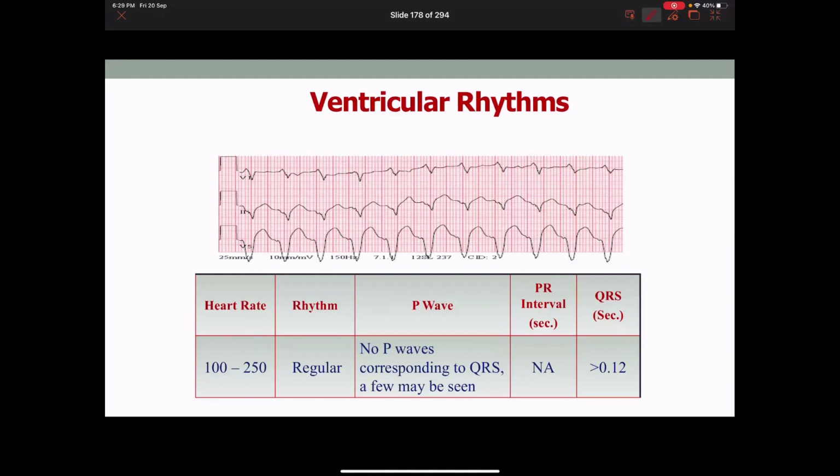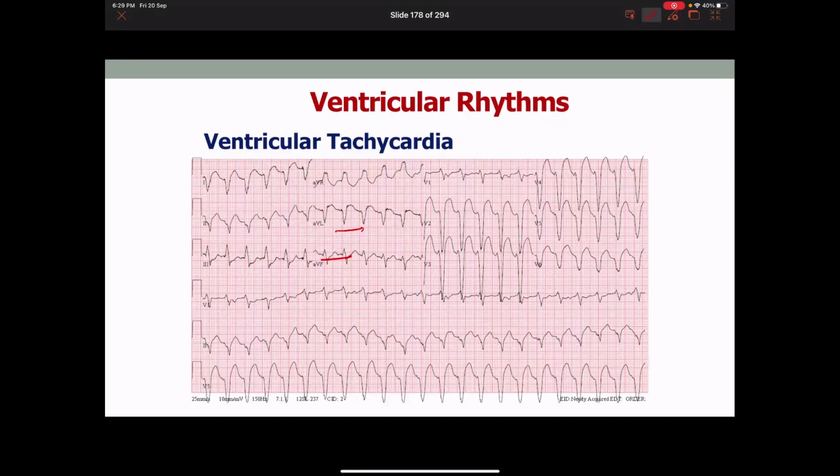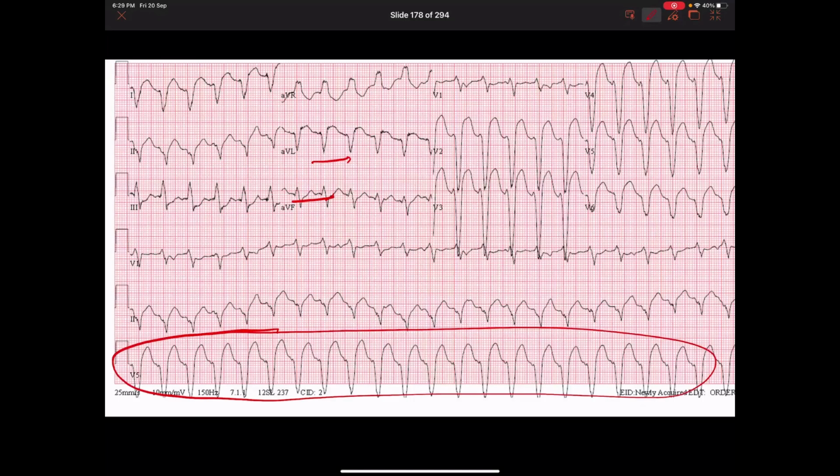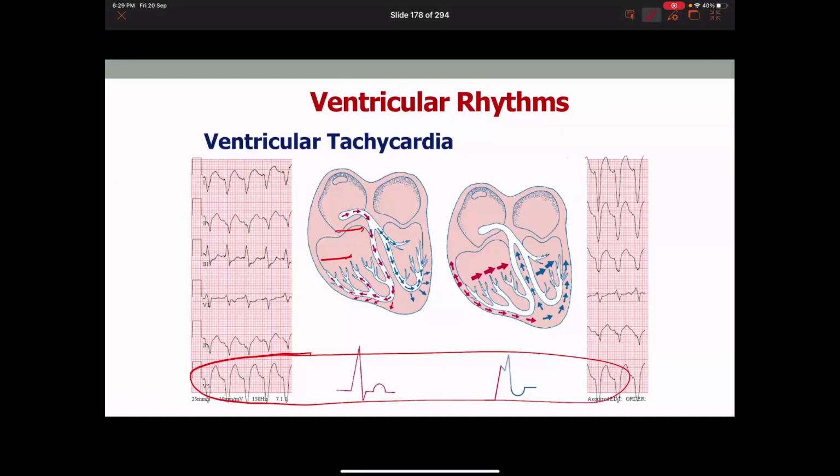Okay, what's this one? Ventricular tachy? Exactly. Wide QRS, regular beats, ventricular tachycardia. Okay, this is so characteristic. Like this look, where it's just regular wide QRS, ventricular tachycardia immediately.